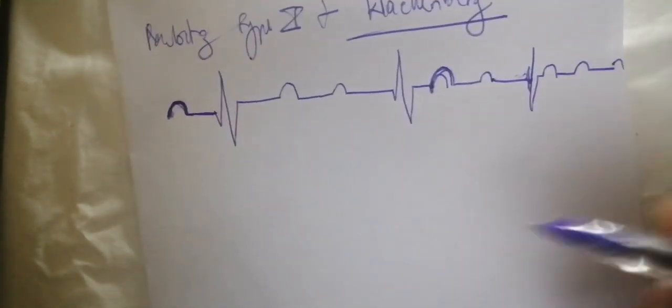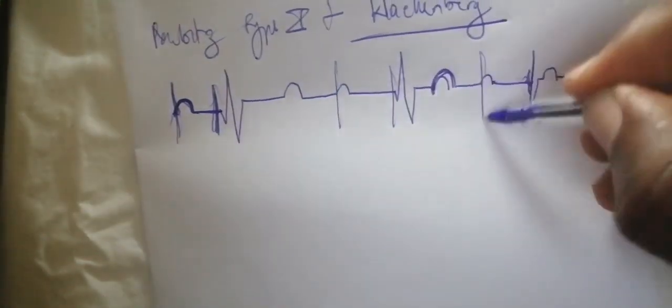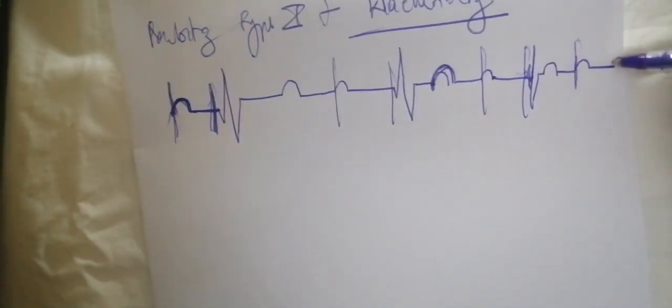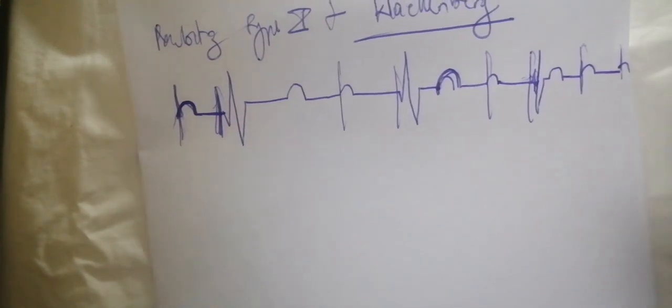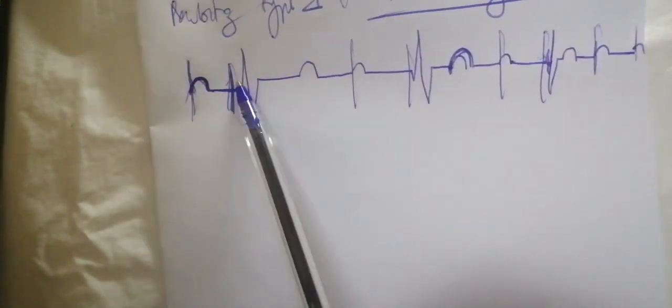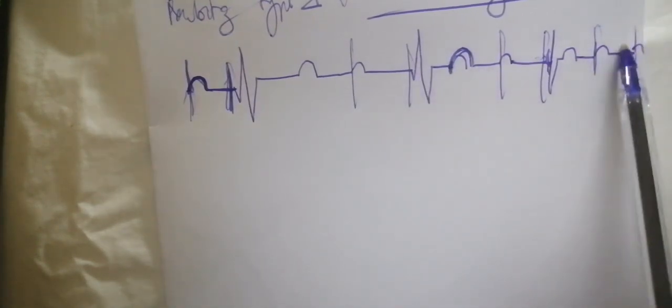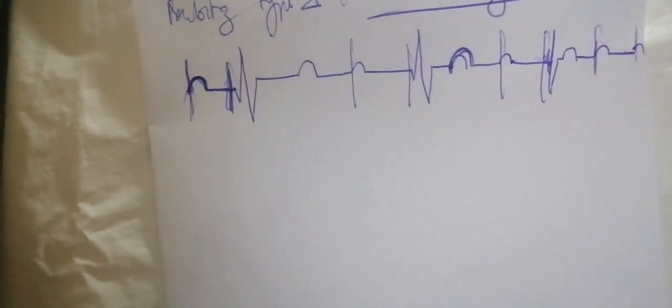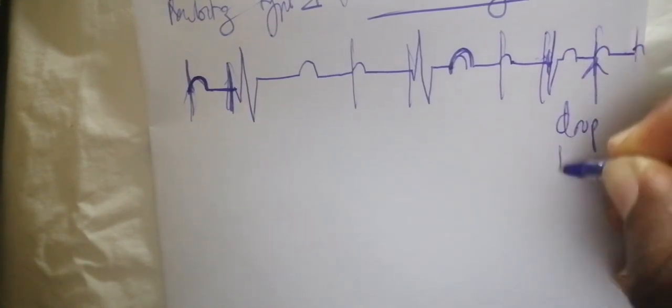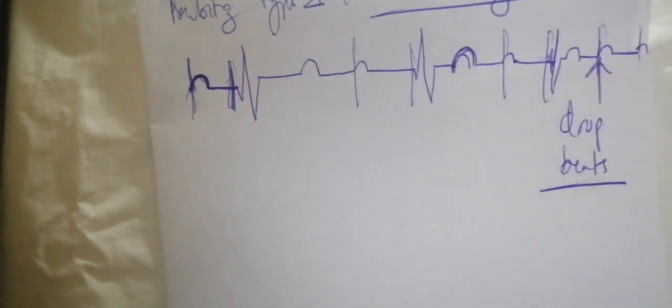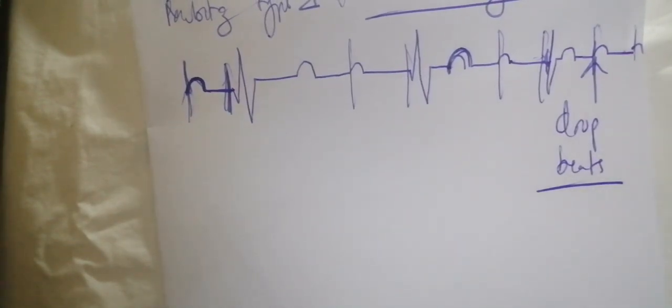So when you have a pattern with a prolongation, here is one PR interval, here is another PR interval, here is another PR interval, and here is a P wave without a QRS complex. Is it clear? When you have a prolongation of the PR interval plus a P wave without a QRS complex, that is generally called a drop beat. When you have a P wave without a QRS complex, it is called a drop beat. Is it clear? This is generally termed the Wenckebach pattern, Mobitz type 1. Is it clear? First degree, second degree heart block.